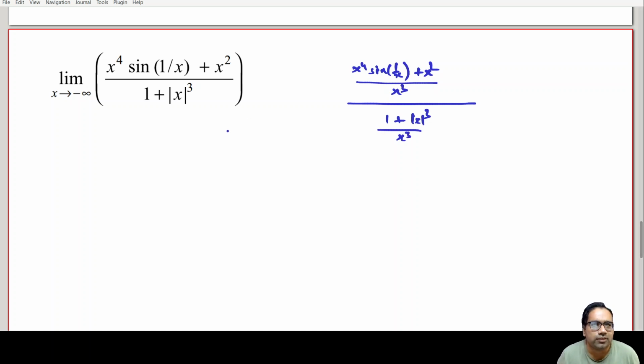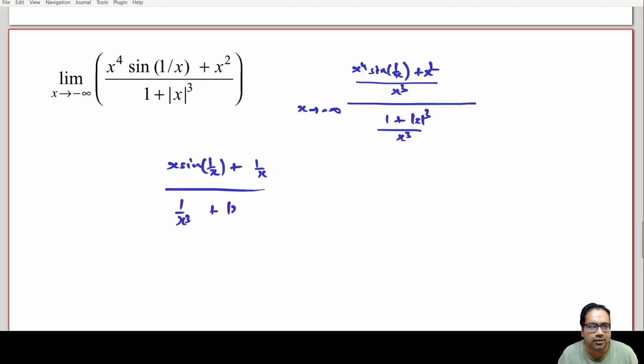Okay, so then this again is the limit x tends to minus infinity. The numerator will become x sin(1/x) plus x^2 by x^3, which is 1 by x. By the denominator, what will it become? 1 by x^3 plus |x|^3 by x^3. Again, limit x tends to minus infinity.